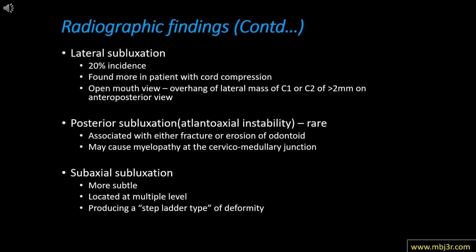Lateral subluxation is seen in 20% of rheumatoid patients, found more in patients with cord compression. The open mouth view shows overhang of the lateral mass of C1 over C2 of more than 2 mm on the anteroposterior view. Posterior subluxation is rare, associated with either a fracture or erosion of the odontoid, and may cause myelopathy at the cervicomedullary junction. Subaxial subluxation is more subtle, located at multiple levels, producing a stepladder type of deformity.